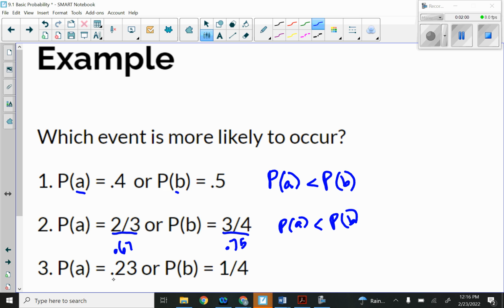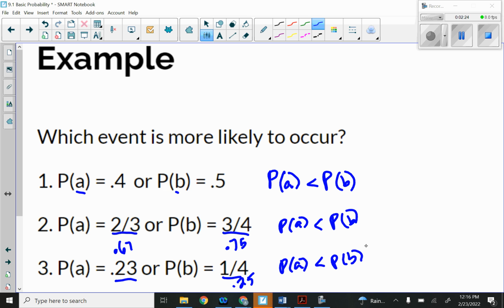Then we have 0.23 and 1/4. I want you to try this one yourself. So 1/4 is 0.25. So the probability of A is less than the probability of B. They won't always be less than, that just happens to be how all of these problems laid out.